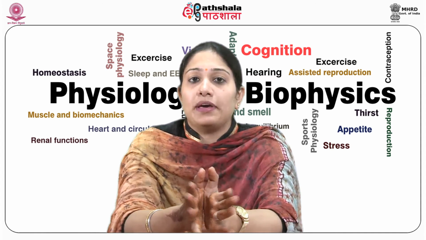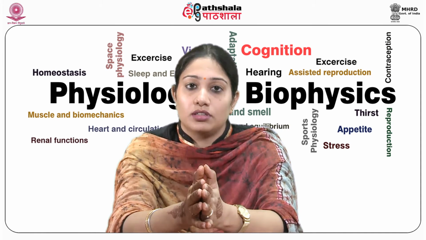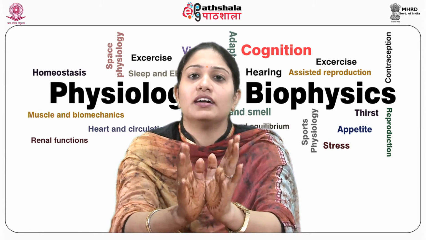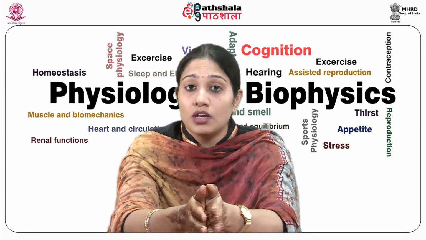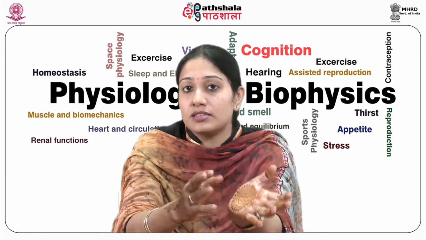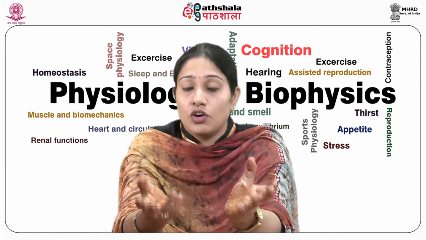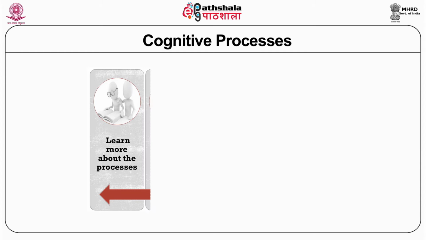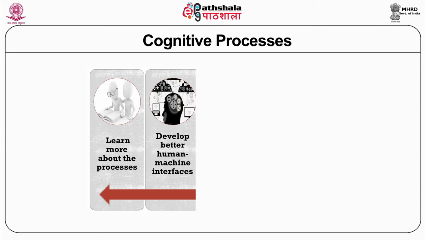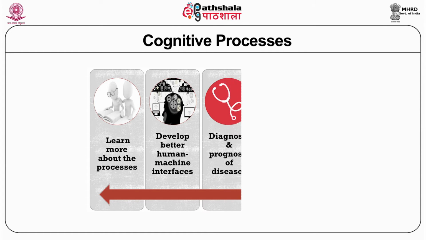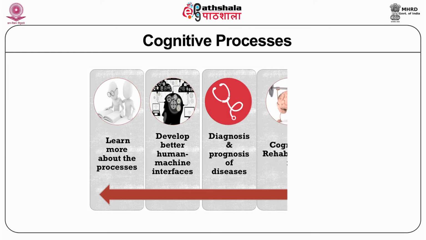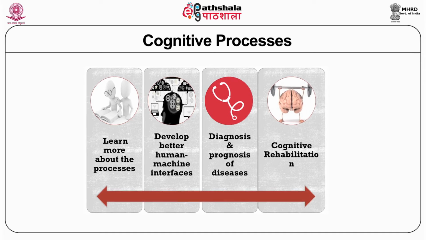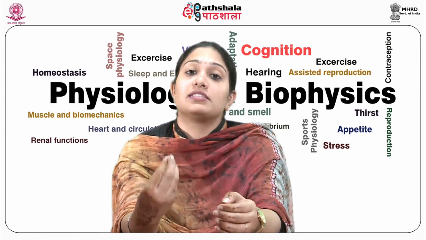Now, why is it imperative to assess cognition? So as to quantify and understand the underpinnings of the neural network. Now, human beings are both victims as patients and beneficiaries of the cognitive domains. So, as to learn about the more cognitive processes, we can develop better human machine interface, we can diagnose and prognosticate some diseases, and recently one more application of cognition is cognitive rehabilitation. So, how do we assess cognition?